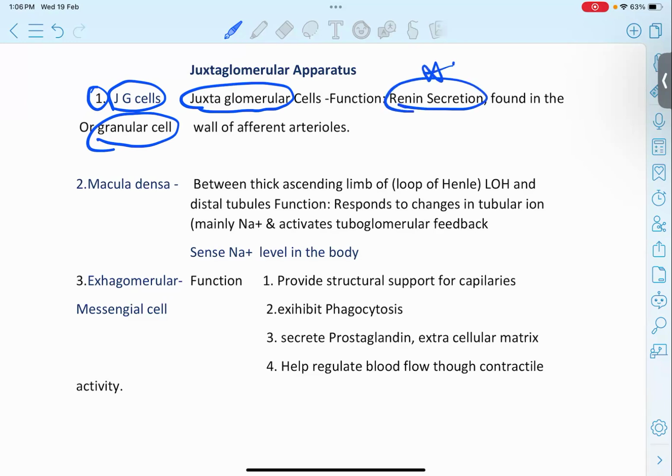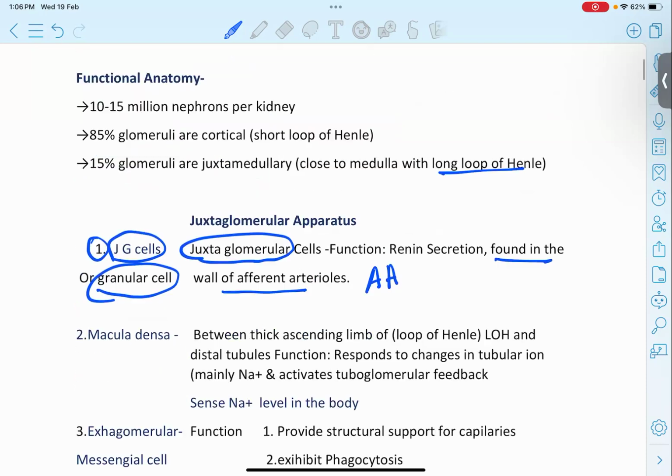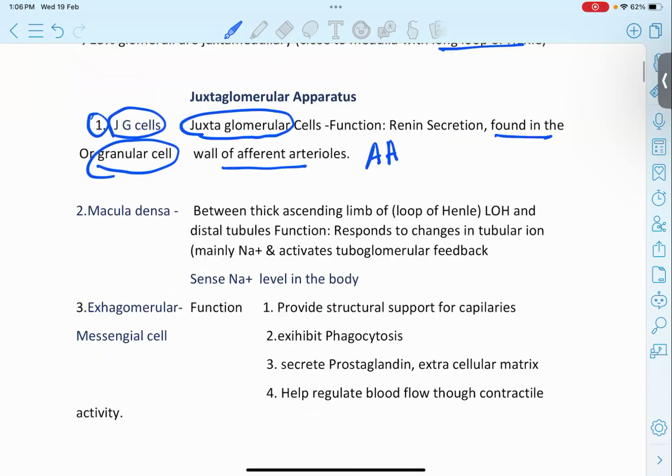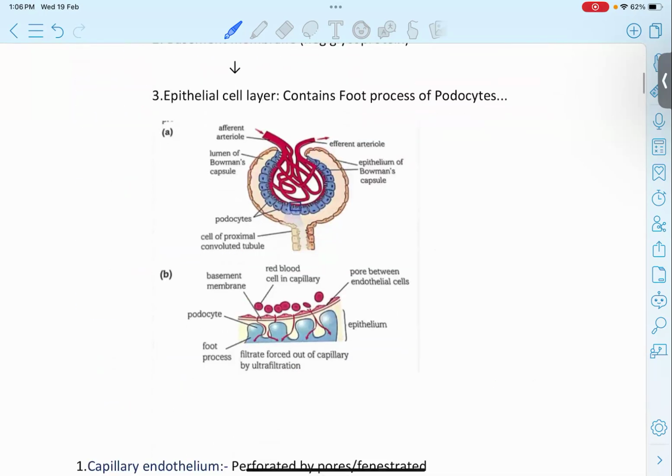This is a very important recall topic. So make a note. The function is renin secretion, and the location. The location is that it is found in the wall of the efferent arteriole. I will be discussing this, so let me discuss here.